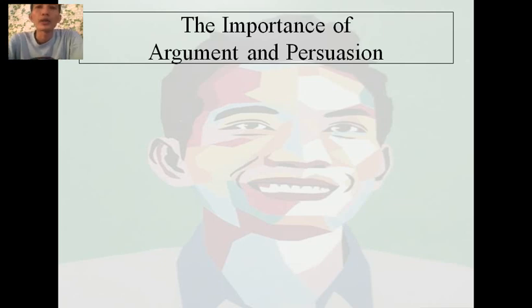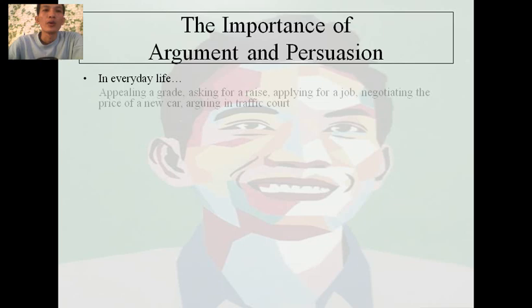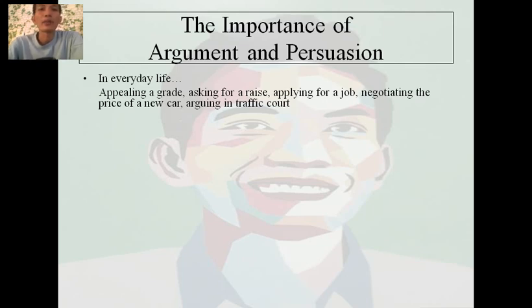Okay, the importance of argument and persuasion. Sometimes we use argumentative or persuasive speaking in everyday life. We are able to use it for appealing a grade, asking for a raise, applying for a job, negotiating the price of a new car, or arguing in traffic court.